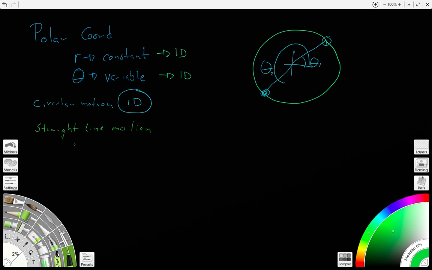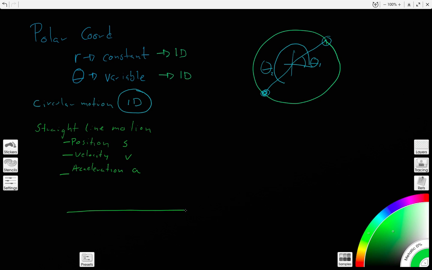We started with kinematics. Kinematics has to do with three variables, which are position, velocity, and acceleration. We call these S, V, and A. This is straight line motion, and these are the variables: position, velocity, and acceleration.